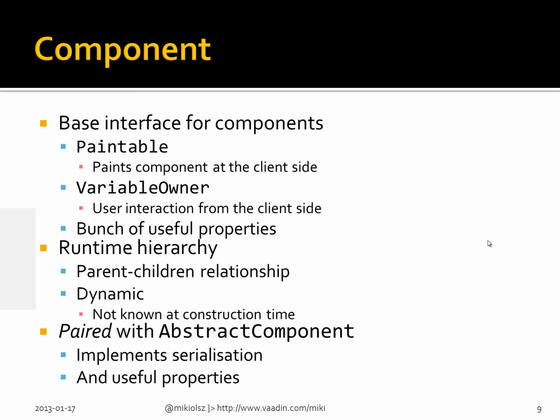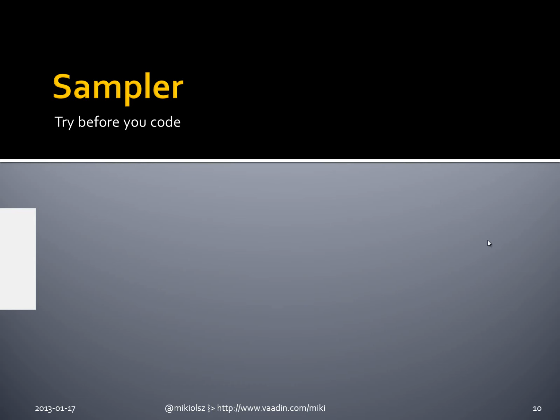The interface defines a bunch of useful properties. I will just go through them in a minute. What is important is that the interface component is paired somehow with a class abstract component, which is something you should use directly. So whenever you develop a new component, you shouldn't implement component interface directly, but instead you should extend abstract component because it provides some useful properties and implements serialization and communication with the browser.